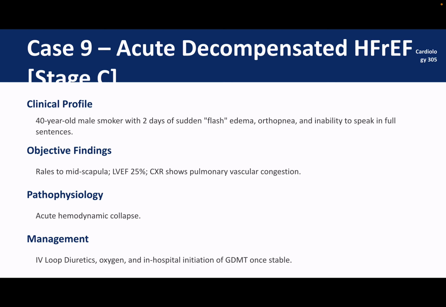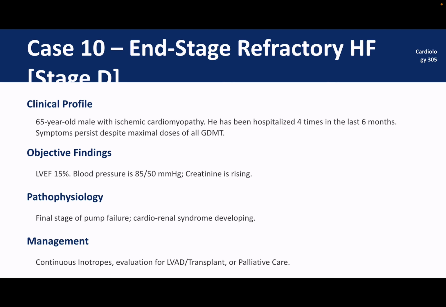Stage C, flash pulmonary edema, EF of 25%, acute decompensation: IV diuretics, oxygen, stabilize, then initiate optimized GDMT in hospital. The end-stage refractory heart failure, stage D: multiple hospitalizations despite max GDMT, EF 15%, low blood pressure, rising creatinine. This is stage D. Evaluate for LVAD, transplant, or palliative care, inotropes. Cardiorenal syndrome in full effect, heart failure team involvement is critical.